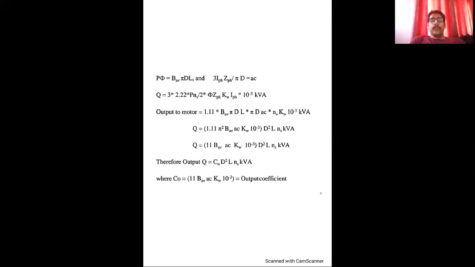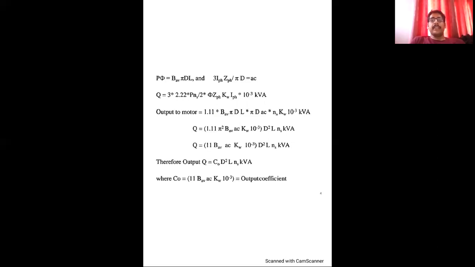Now, you see, in this output equation, your output is largely dependent upon the two main values, that is BAV and AC, whereas your KW value is a constant value. BAV and AC are known as specific magnetic loading and specific electrical loading. So by changing the value of BAV and AC, you can change the value of the output coefficient, and once the output coefficient changes, ultimately the whole equation will change.